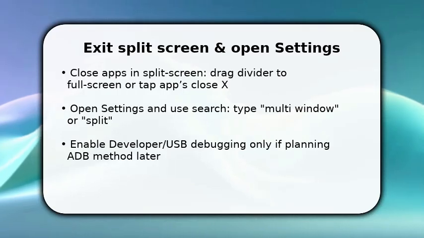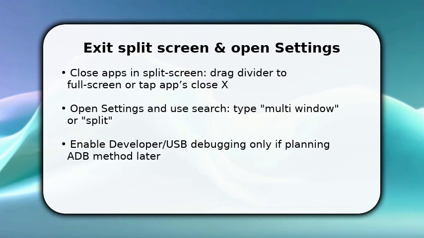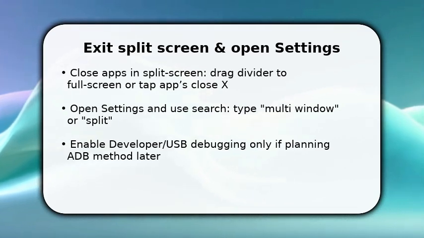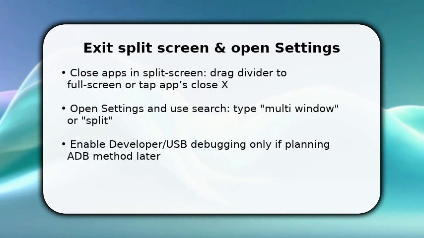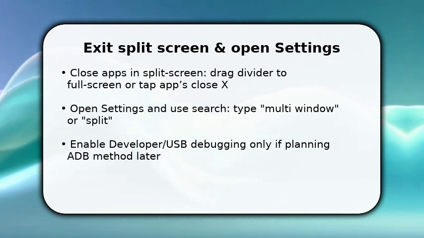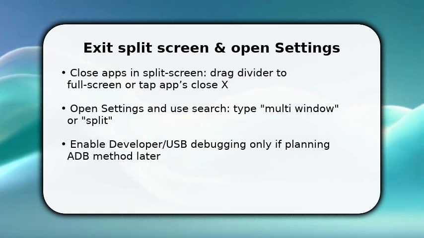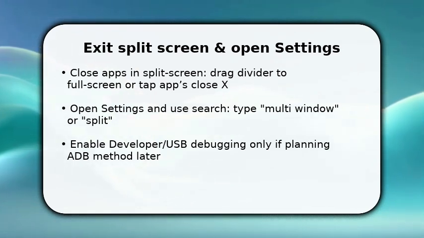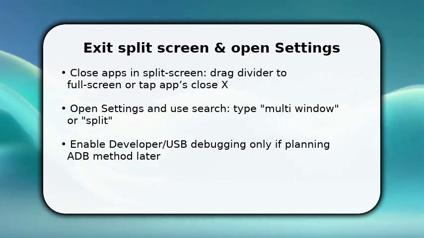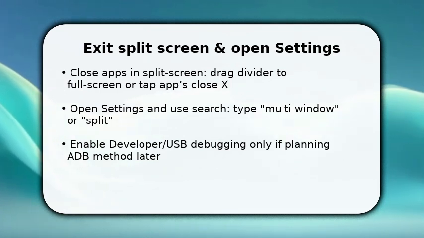You start by closing any active split screen sessions. Drag the center divider fully up or down until one app fills the display, or tap the app's close control. Once done, open Settings and use the search bar to find multi-window or split screen options so you skip unrelated menus. Make sure you don't jump to ADB yet. Only enable developer options and USB debugging if you plan to use a command line method in the next steps.